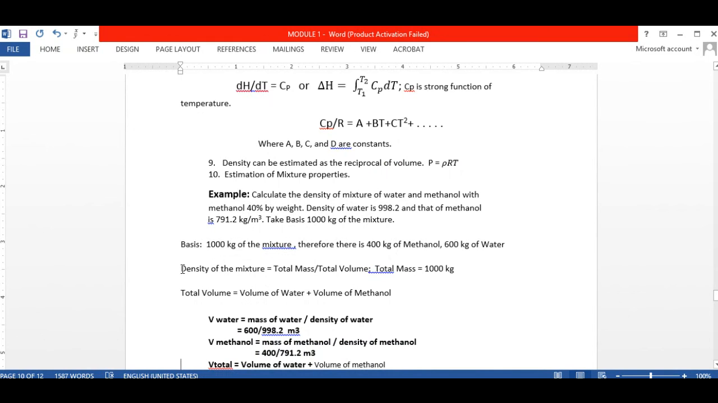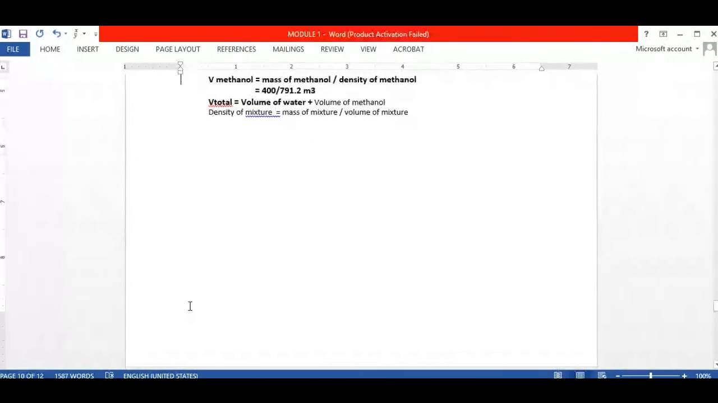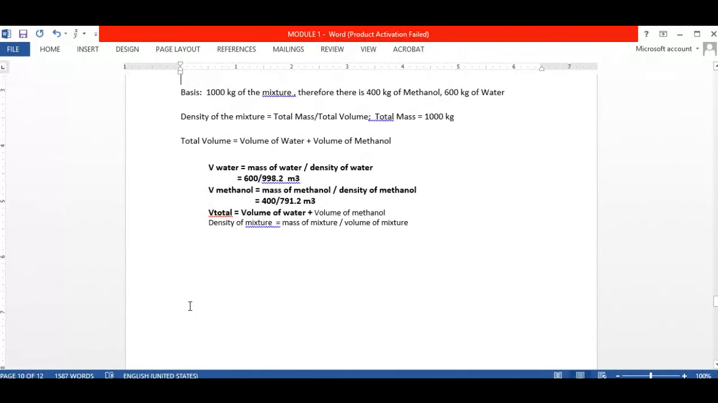And we know this formula: density of the mixture is the total mass of the mixture divided by the total volume of the mixture. So total mass we already know, 1000 kilogram. We want to know the total volume. So how do we get the total volume? We get the total volume from the individual volumes, right? So total volume will be the volume of water plus the volume of methanol.